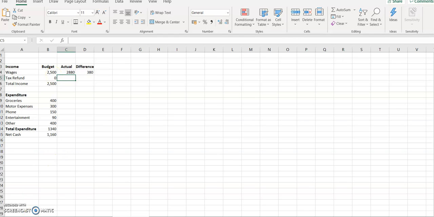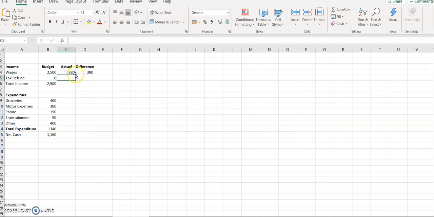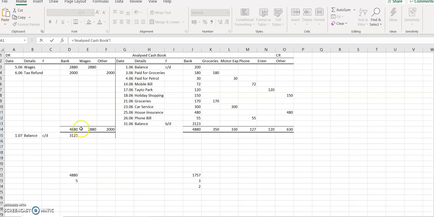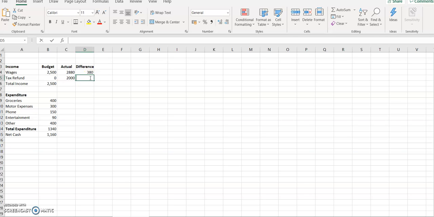What actually happened for wages was 2,880. So they've put that in here. So there's a difference of plus 308. Tax refund then, they didn't budget any. What did actually happen with the tax refund is it got refunded, then 2,000. So the difference then is going to be plus 2,000.